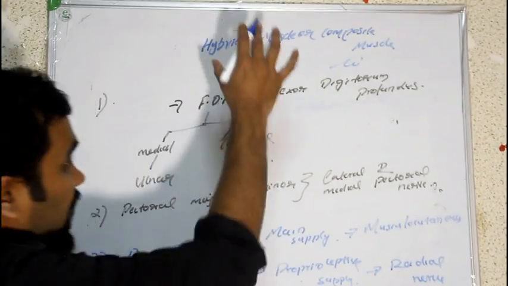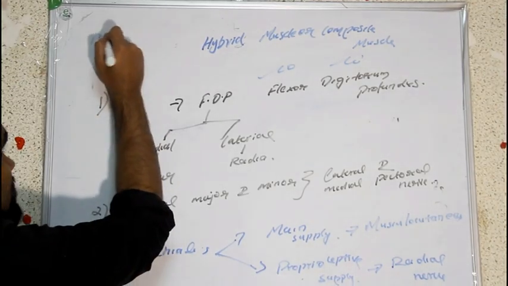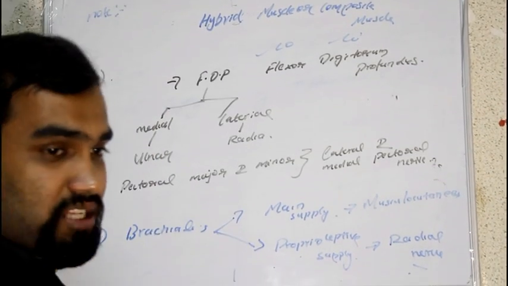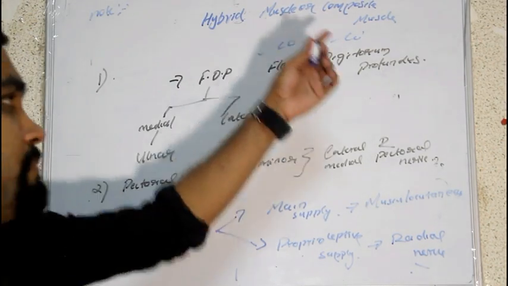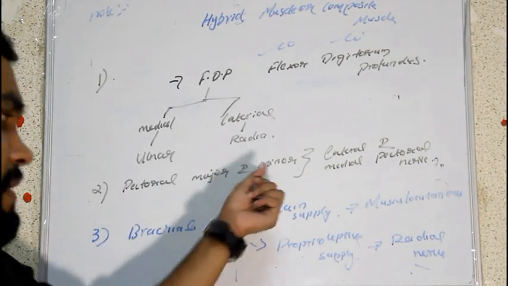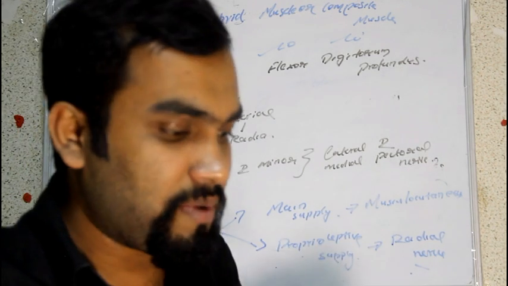These are the hybrid muscles. Make it as a note. These are frequently asked in many competitive exams. For the upper limb, the hybrid muscles are FDP, pectoralis major and minor, and the brachialis muscle. Clear?